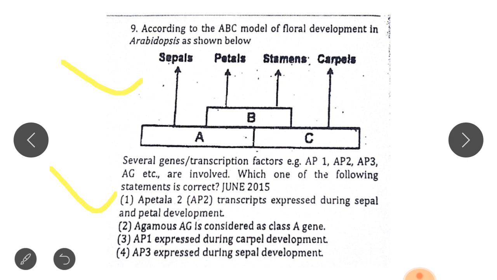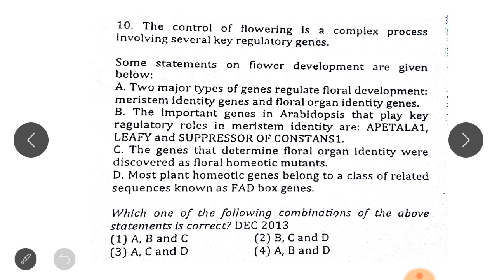APETALA 1 expressed during carpel, absolutely wrong. APETALA 3 expressed during sepal, absolutely wrong. So these 3 are wrong and the 1 is right. The control of flowering is a complex process involving several key regulatory genes. Some of the statements on flower development are given below. So which is correct? We have to identify the correct one.